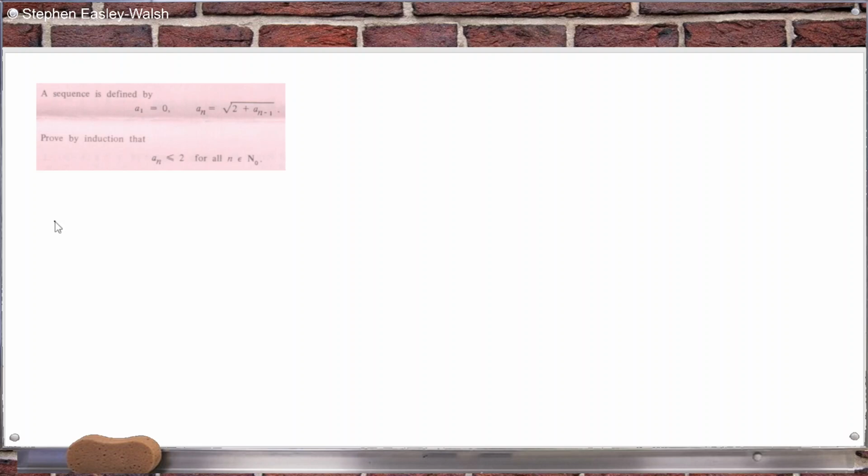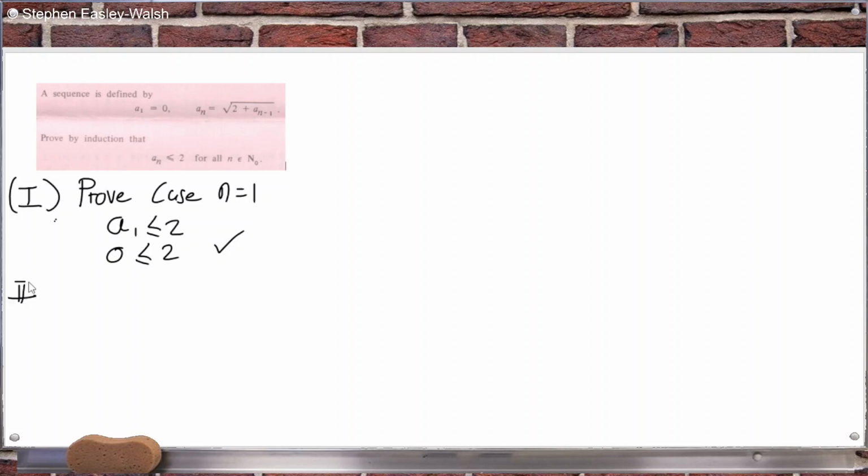Okay, let's have a look at this one now. So first we shall prove the first case. Step 1: prove case n equals 1. So is a1 less than or equal to 2? Well, we're told what a1 is, which is 0. So 0 is less than or equal to 2, so that's true.